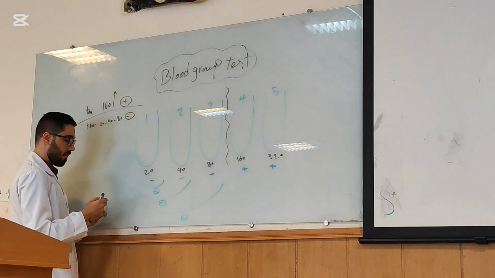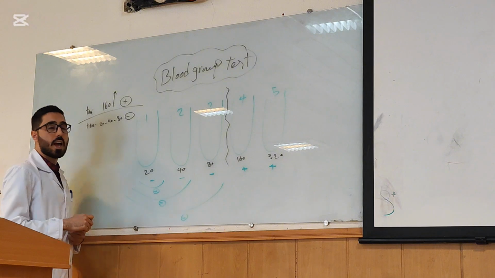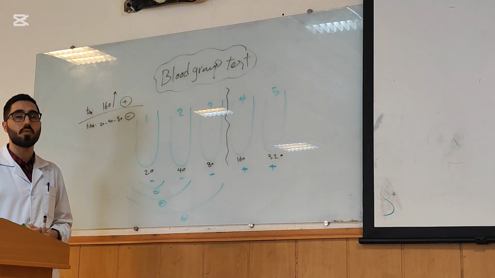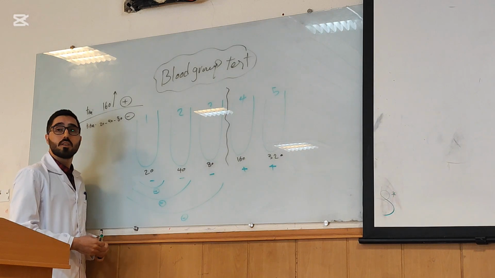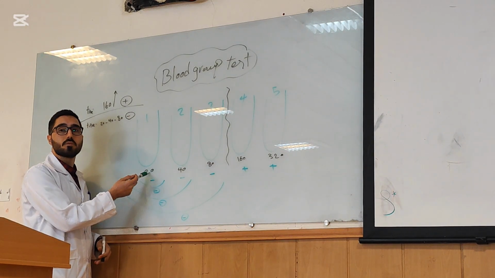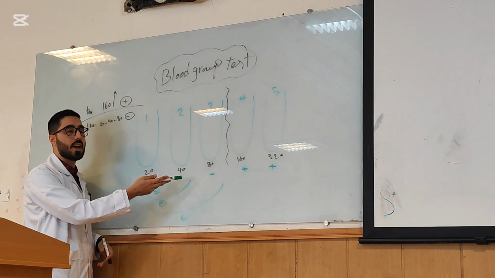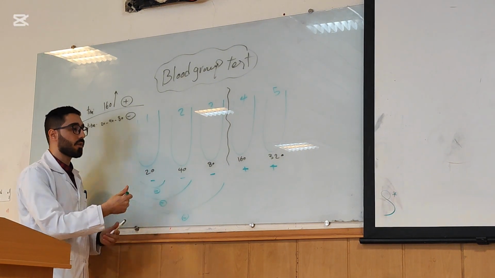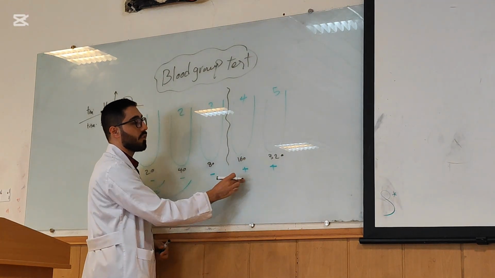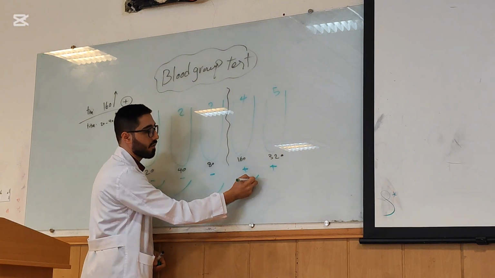Okay? You must choose the last tube with agglutination. It's possible your last tube is the 1st tube, or the 2nd tube, or the 3rd tube. If your last tube is number 4 or the 5th tube, we call it positive.